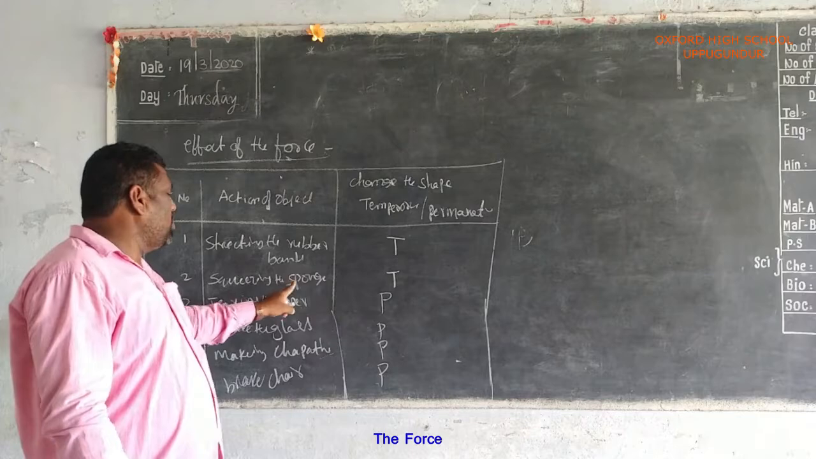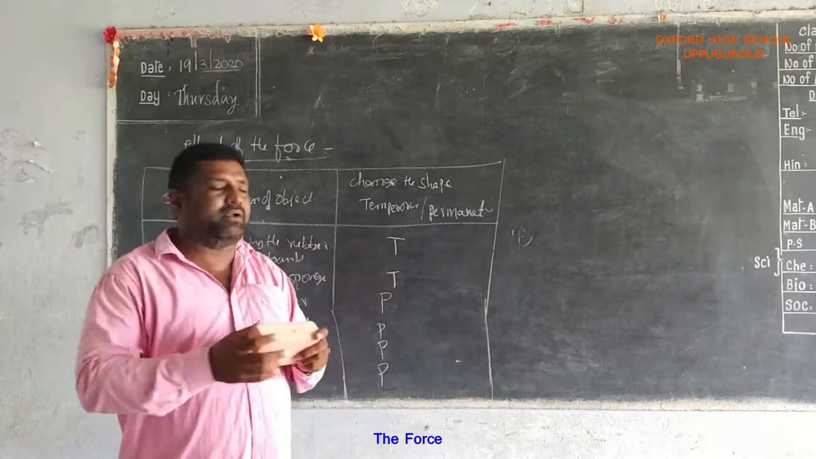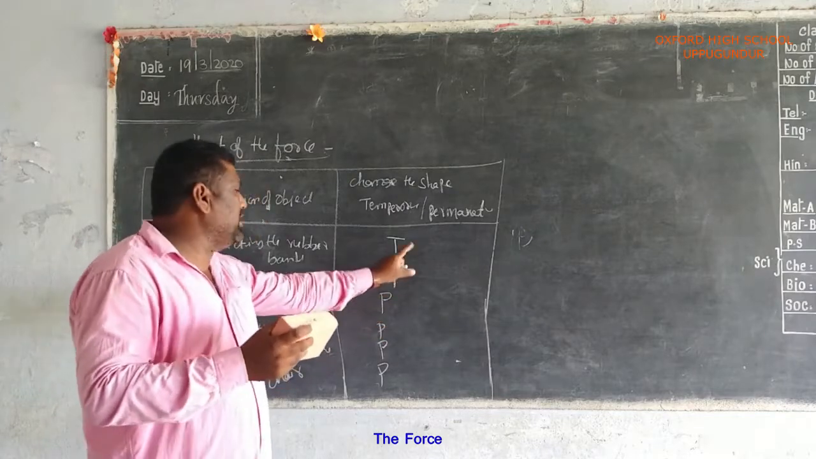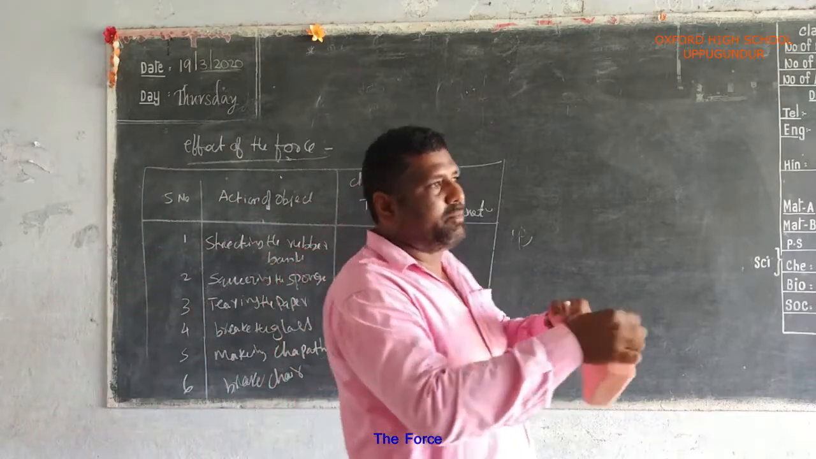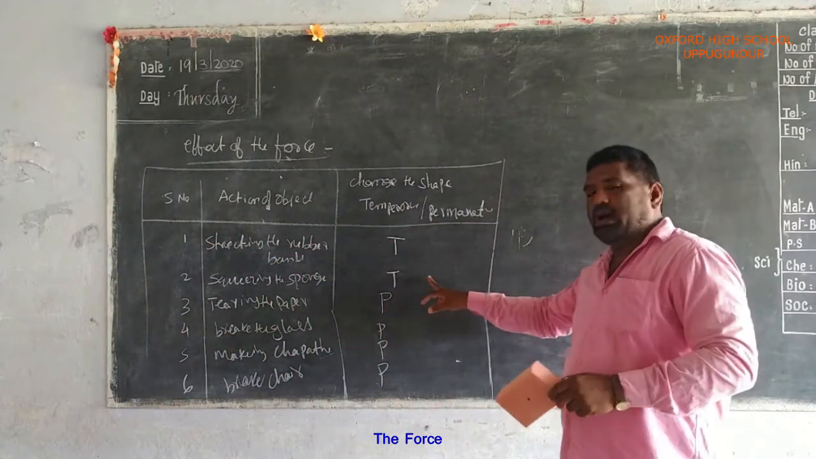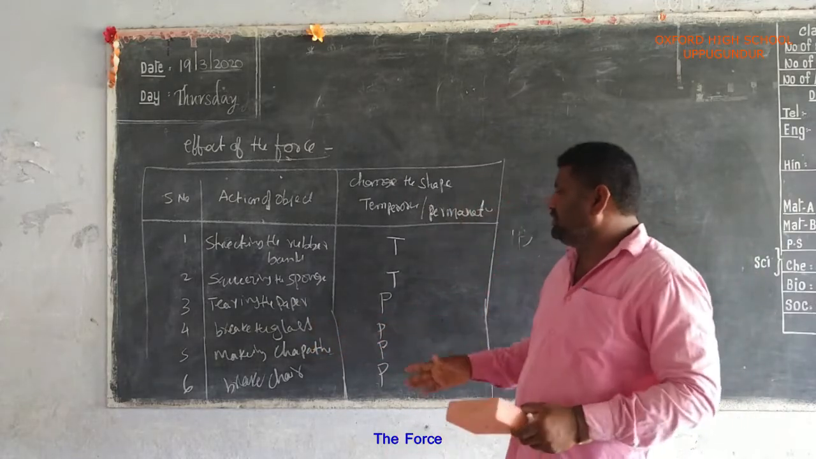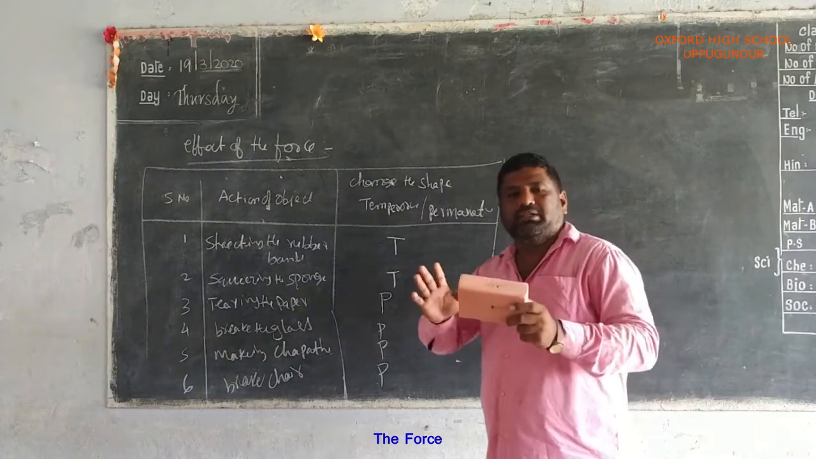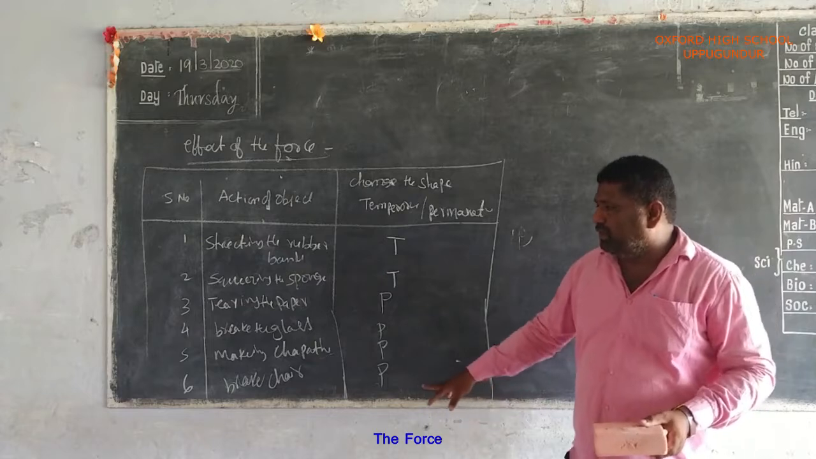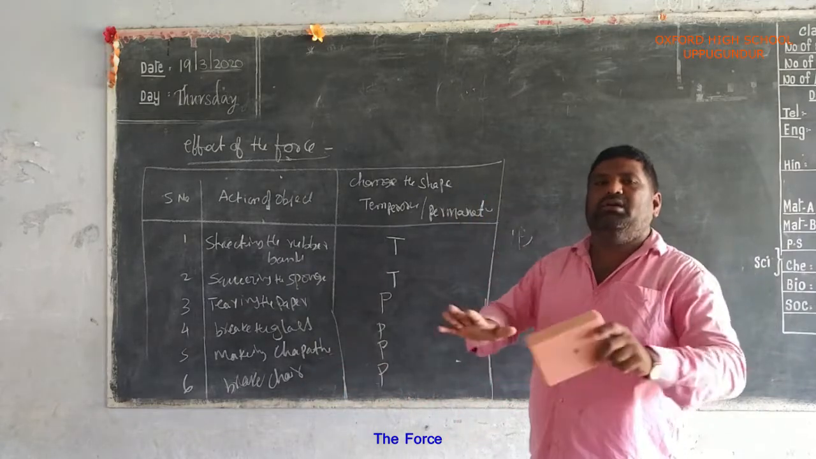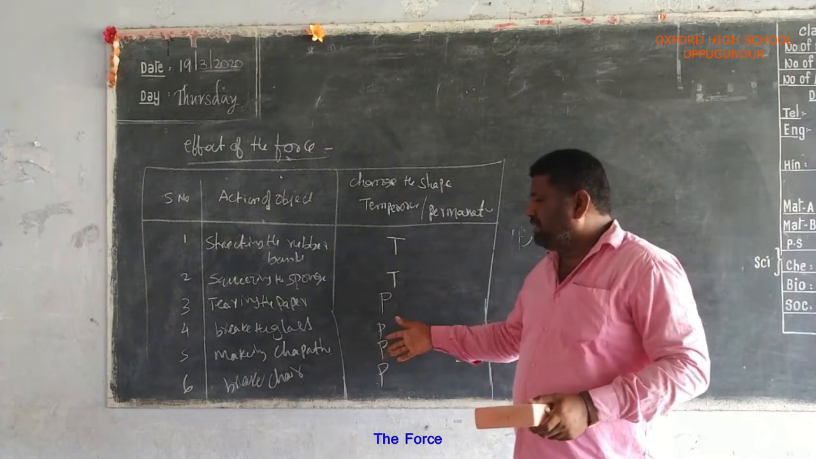Next, squeezing the sponge. Here we apply force on the sponge, immediately the shape changes, and this is also temporary. Next, tearing the paper, like newspaper. Here the shape changes and it is permanent. Next, breaking the glass. Here also we apply force, the glass immediately breaks, the shape changes, and it is permanent. And making chapati. First the shape changes, and is it permanent or temporary?